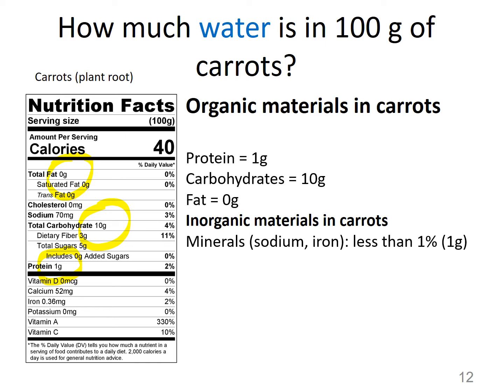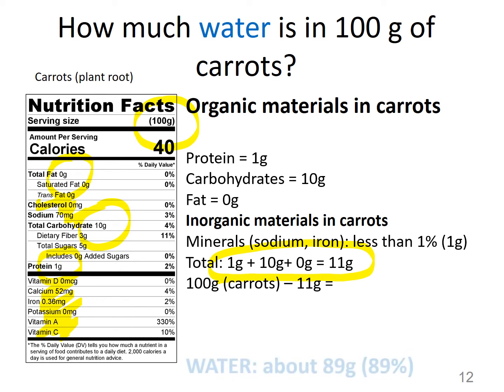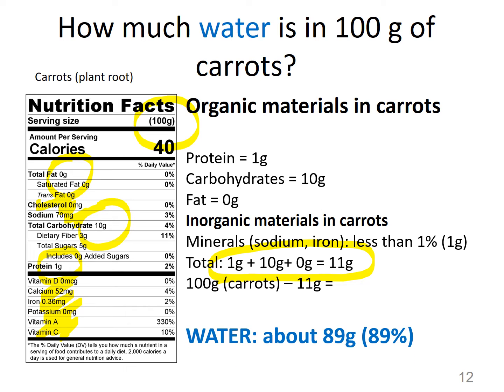The inorganic materials, like the minerals and the cholesterol that are here, make up less than 1 gram. So if I add up all the biomass together, I have 1 gram plus 10 gram plus 0 gram equals 11 grams. Now remember, the carrots weighed or had a mass of 100 grams to start off with. So if I take that 100 grams of carrots and I subtract the 11 grams of biomass, whatever is left over is going to be water. And after I do the math, I find out that those carrots are about 89 grams or 89% water.